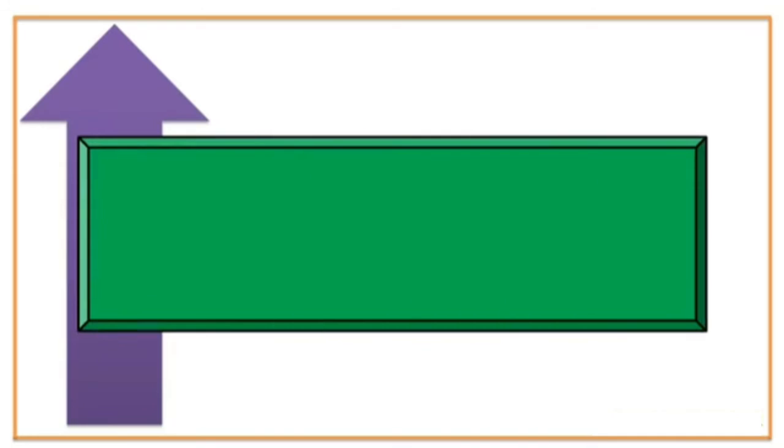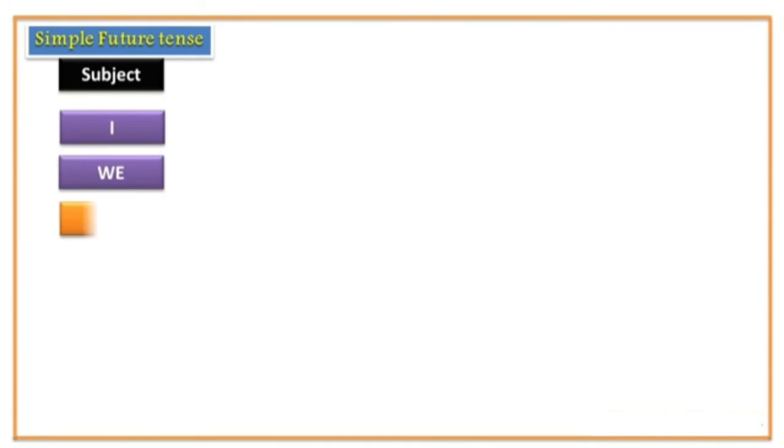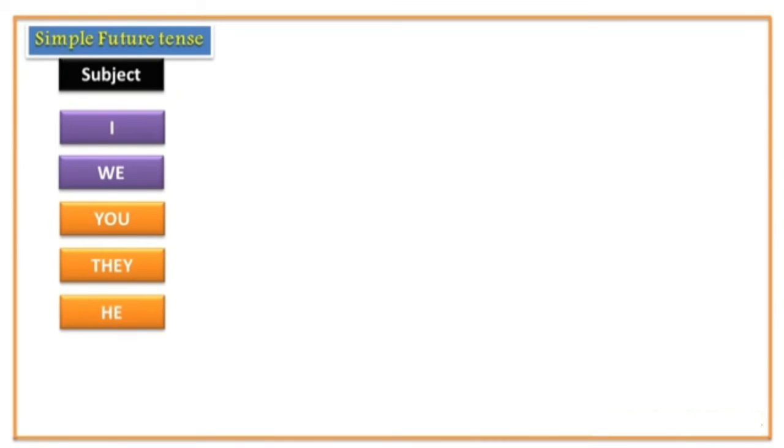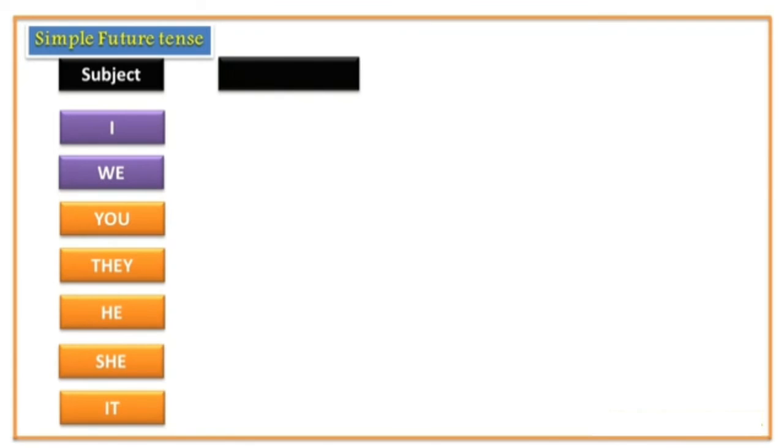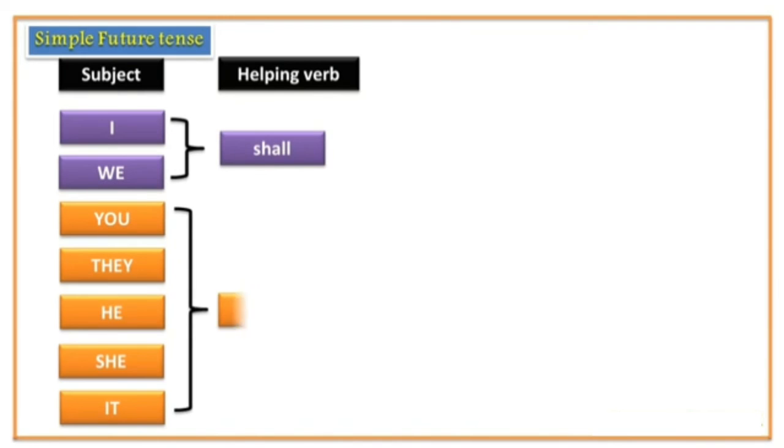Simple future tense is used to indicate an action which is going to take place later. Simple future tense is formed by using shall or will with the subject, and the main verb will be in the infinitive or base form. Shall and will are auxiliary verbs.